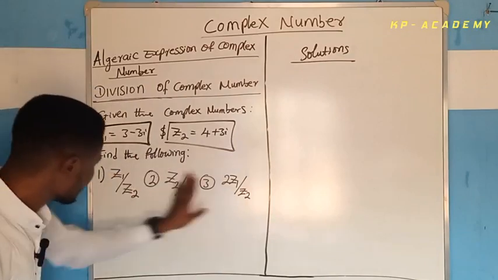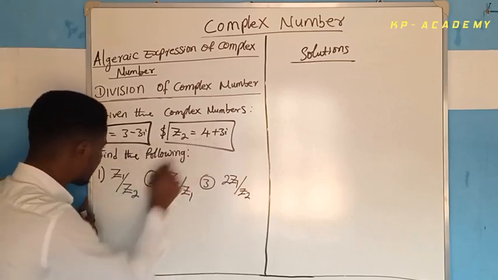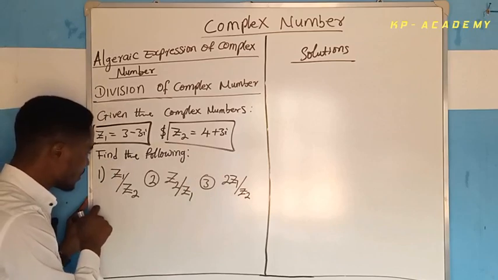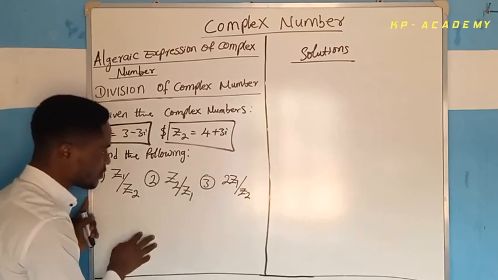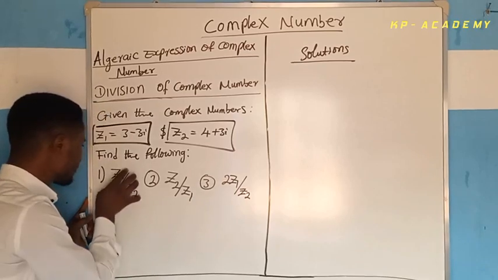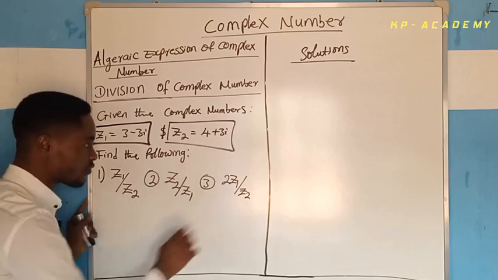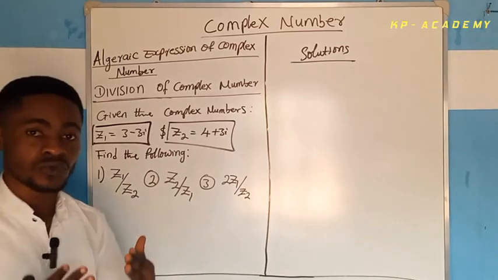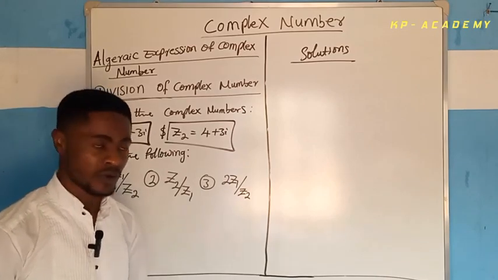So we are asked to solve the following problems. Given that Z1 is this and Z2 is this, we are asked to find Z1 over Z2, again Z2 over Z1, again 2Z1 over Z2. In the case of Z1 over Z2, it means this divided by this. And in solving things like this, we are going to keep the final answer in the form of A plus Bi.